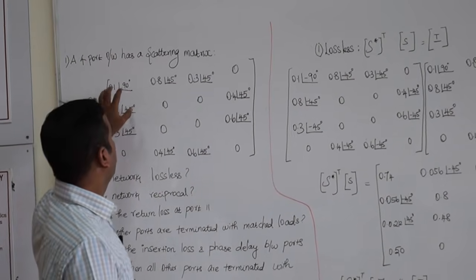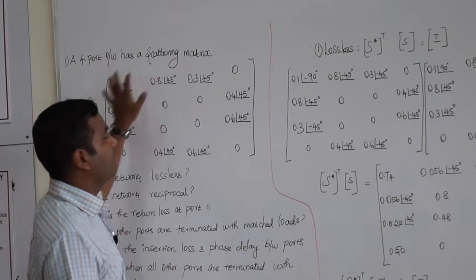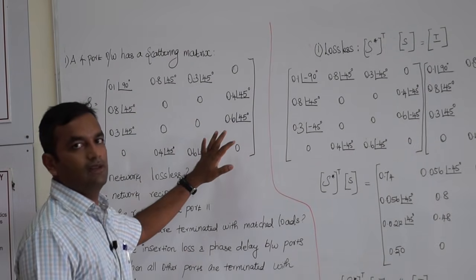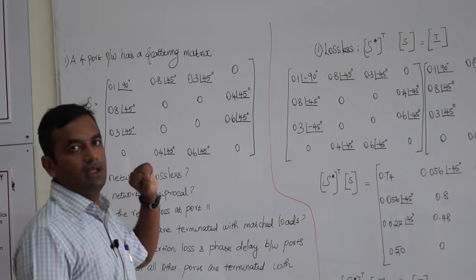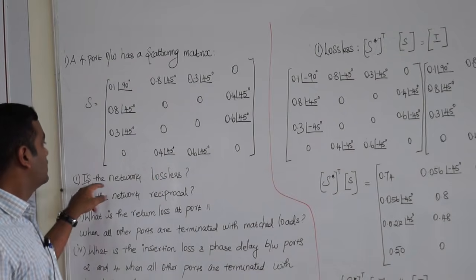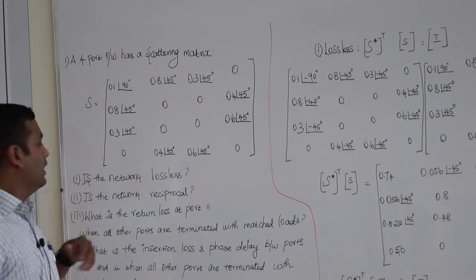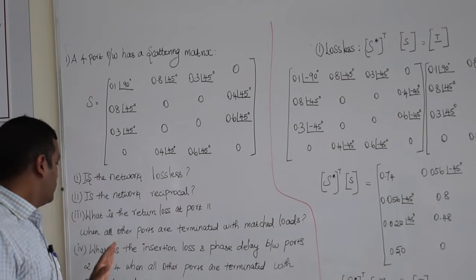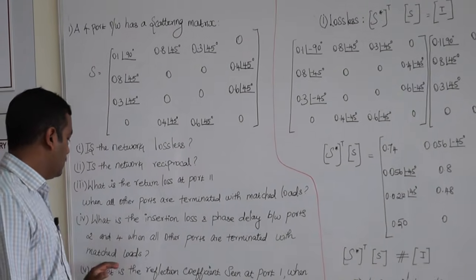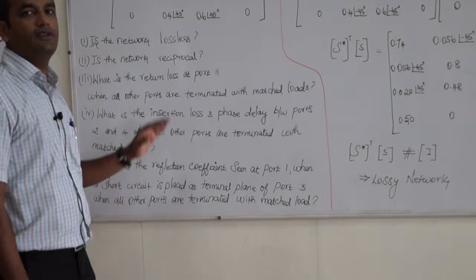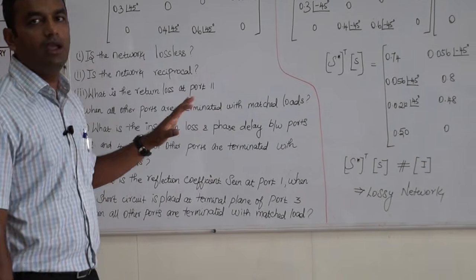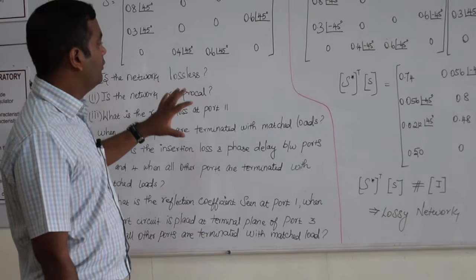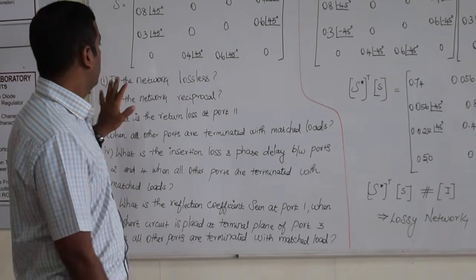Given an S matrix, this is a 4-port network, that's why we have a 4x4 S matrix. So we are going to analyze the network. The first question is: is the network lossless? The second is: is the network reciprocal? What is the return loss at port 1, what is the insertion loss and phase delay? What is the reflection coefficient at port 1? These are the various kinds of questions that could be asked. So let's take one at a time and solve the problem.